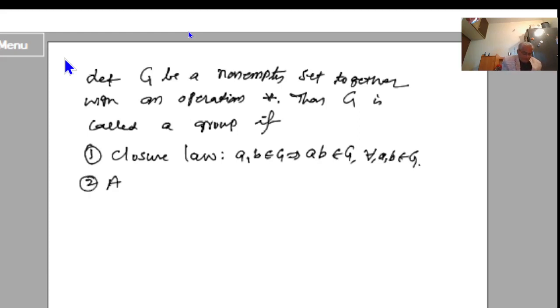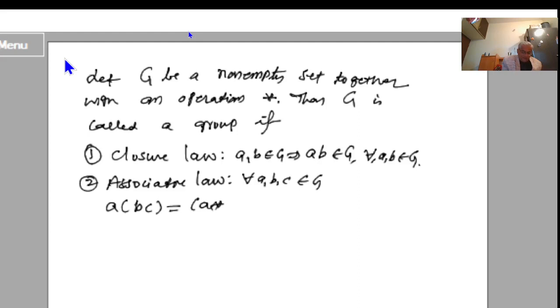And second axiom is associative law. Associative law is for all A, B, C in G, A star of B star C equal to A star B star C. I am not writing the operation, which means that the operation is there. Just we write A into BC equal to AB into C. This is known as associative law. This must be satisfied in G.